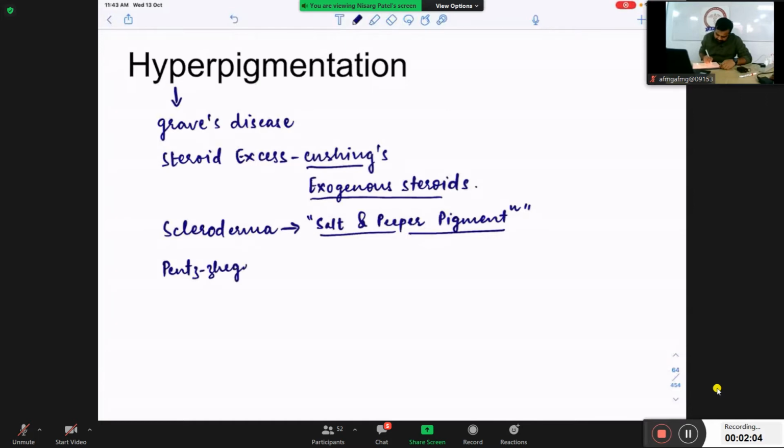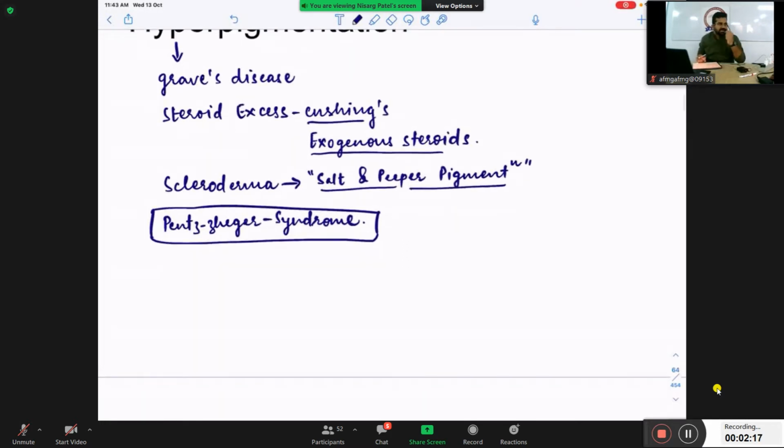Another important disease is Peutz-Jeghers syndrome. Yesterday we talked about Peutz-Jeghers syndrome. Yes, mucosal staining, along with which you will see intestinal polyps. And this child is at risk of developing skin cancer. These three important points you should know.